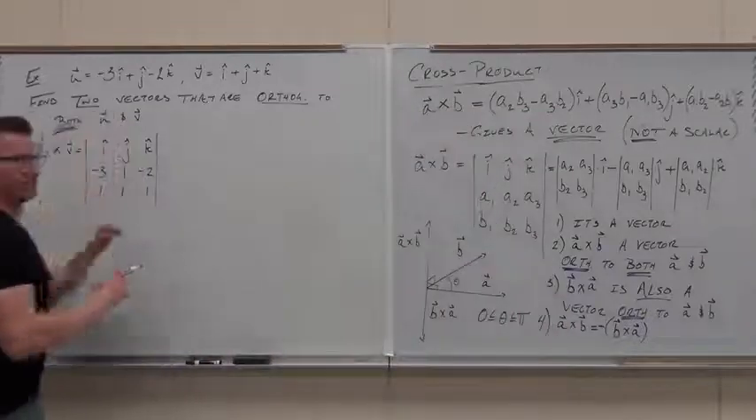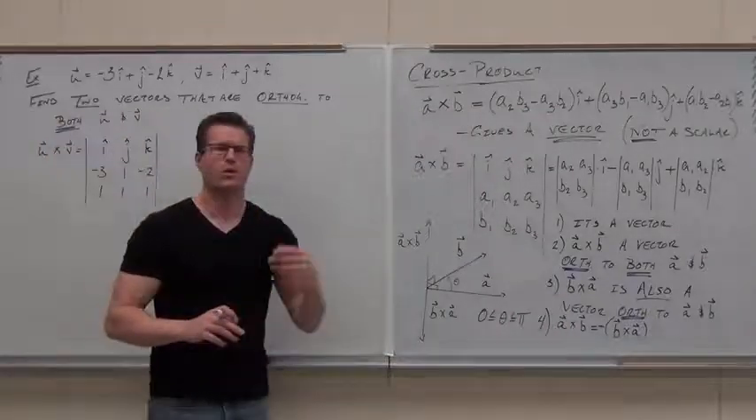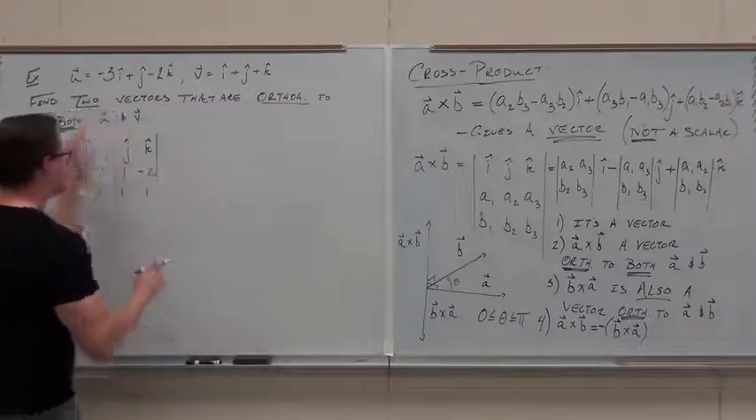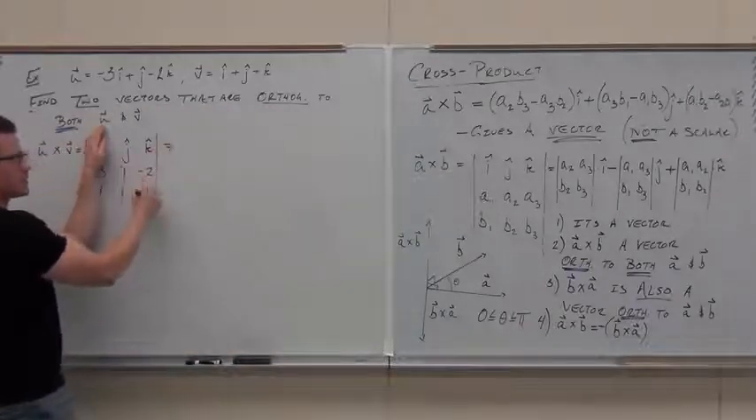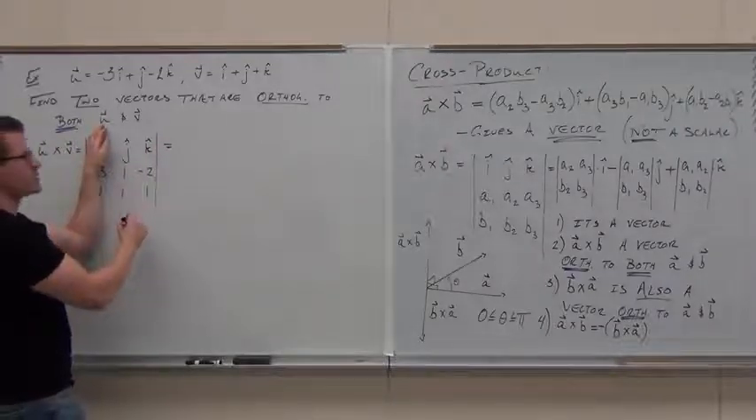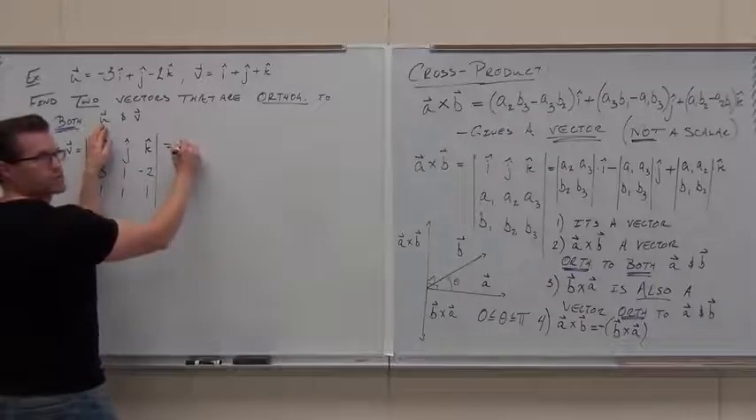Cover up which one first? If you want the I, cover the I. If you want the J, cover the J. If you want the K, cover the K. We want to cover the I. We're left with this square matrix. Okay, we're going to find the determinant. What two numbers would you multiply? 1 and 1. What's 1 times 1? 1. And then you subtract.